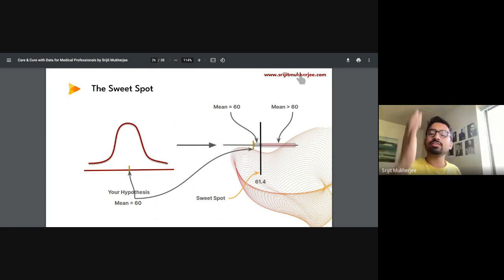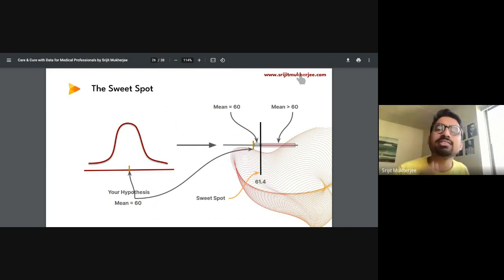So let's say the sweet spot is 61.4. Till 61.4, everything can happen by chance, we assume that. But if it's more than 61.4, we can tell you that there's something fishy going on, probably the mean is greater than 60. If the sample mean comes out between 60 and 61.4, it can happen by chance. But if it's more than 61.4, probably we'll say no, there is something fishy going on. Probably the actual population mean is greater than 60.